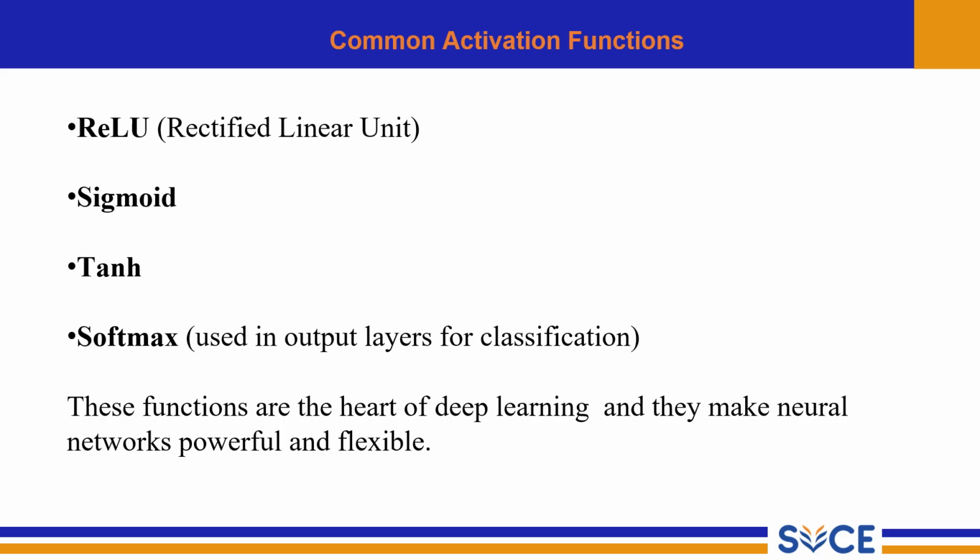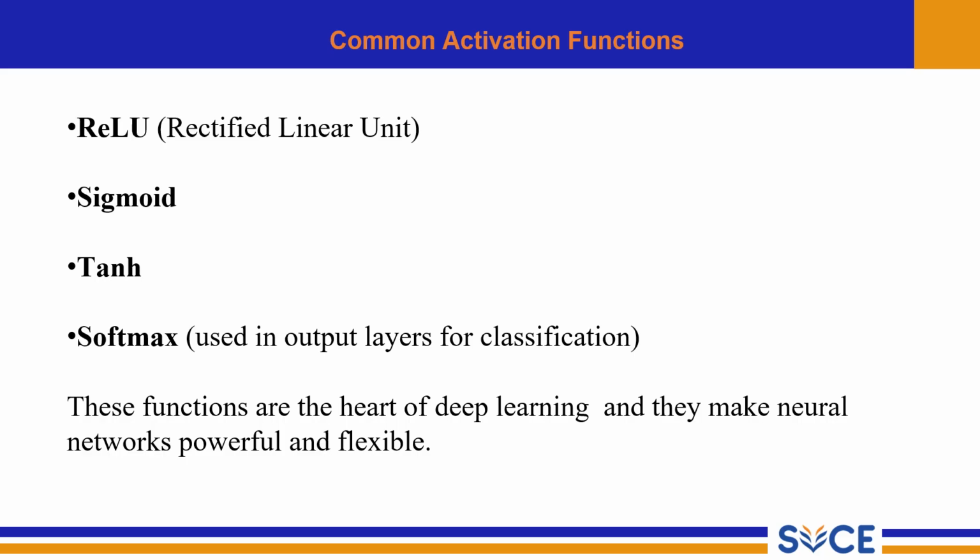Next one is sigmoid. The sigmoid function turns any number into something between 0 and 1. This is helpful when we want to say how likely something is, like whether an image is a cat or not. Then we have tanh. Tanh is short for hyperbolic tangent. It is like a sigmoid, but it gives values between -1 and 1. This makes it better for models where we need both positive and negative outputs.